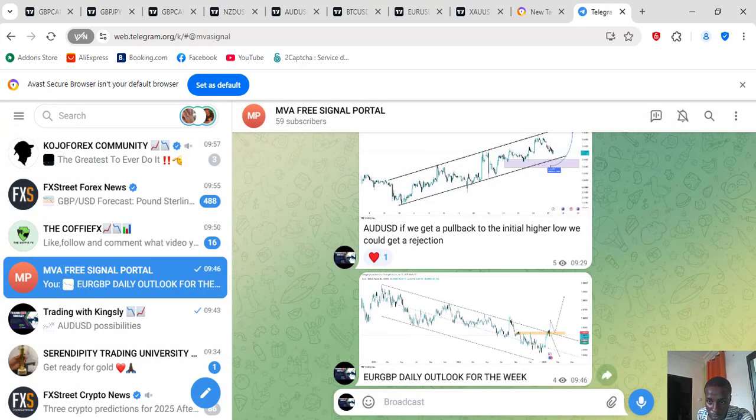These are the analyses that we have done, and we have almost the same patterns. We have really good opportunities that are playing out for this week.